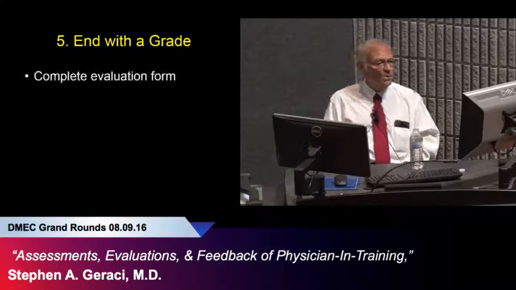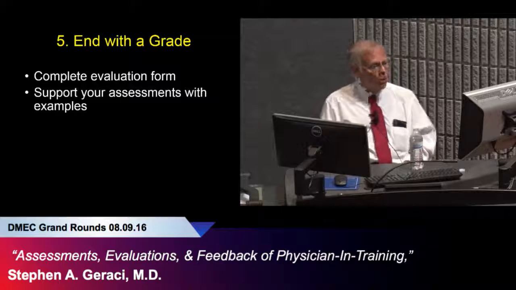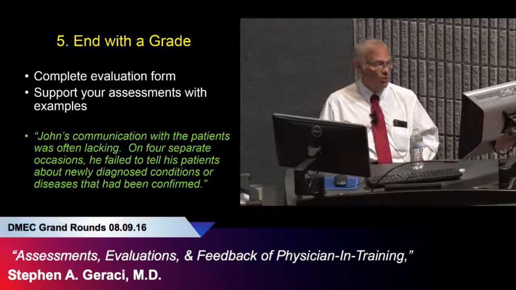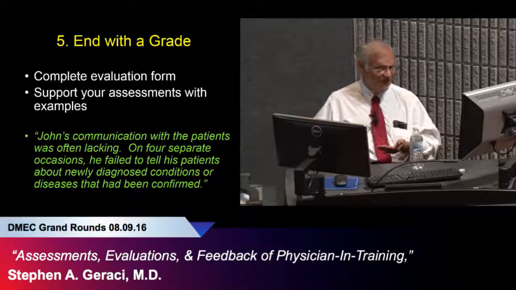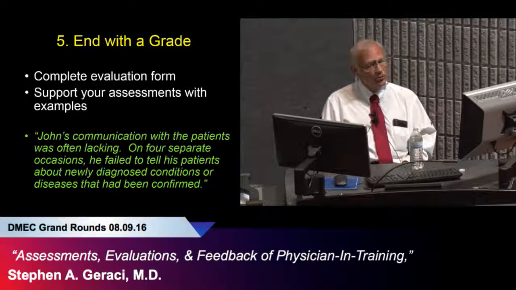Okay. And then you're ending with a grade. You have a completed evaluation form. You should have supported all your assessments with examples. And if you're ever giving an exceptionally high or exceptionally low grade, and exceptionally low for you may be a 6 out of 9, then you want to have examples. And probably for exceptional grades, it should be more than 2 examples.